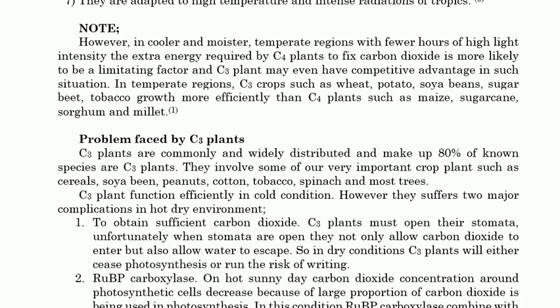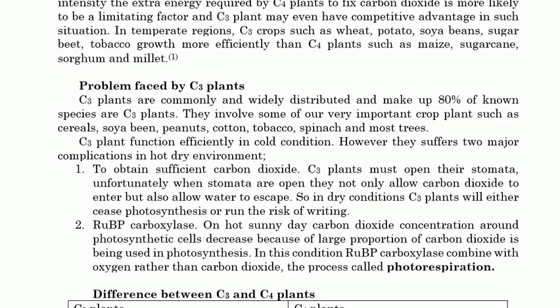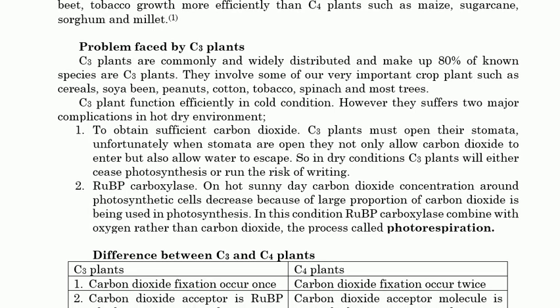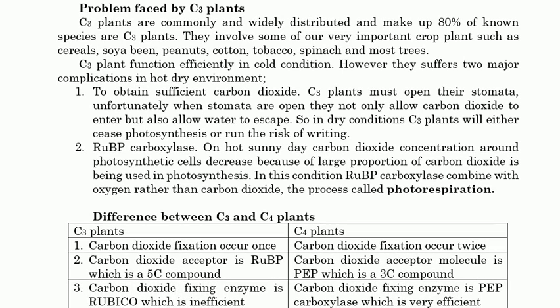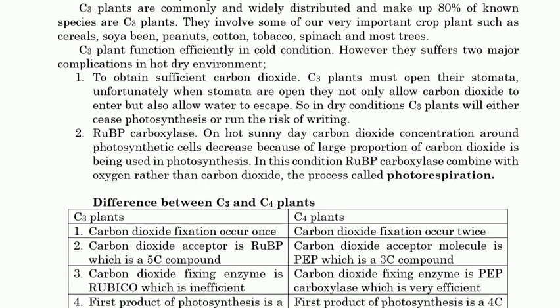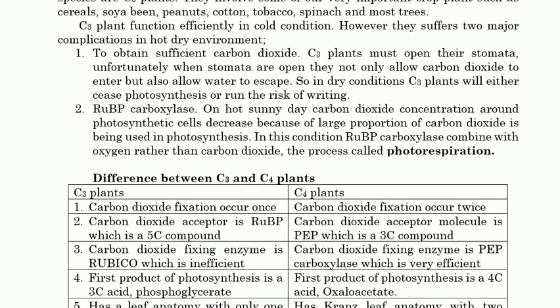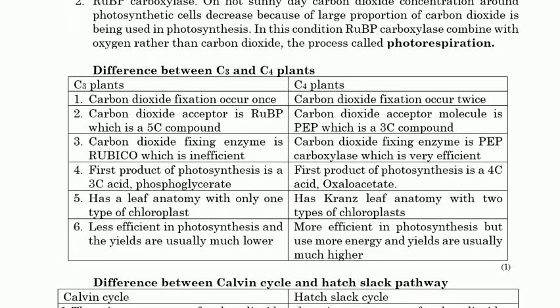Problems faced by the C3 plants as compared to the C4. The first is to obtain sufficient carbon dioxide. And then the second is Rubisco, which is an enzyme. It has a problem because it can bind both oxygen and carbon dioxide, and if it binds oxygen, then different negative effects occur which are collectively known as photorespiration.